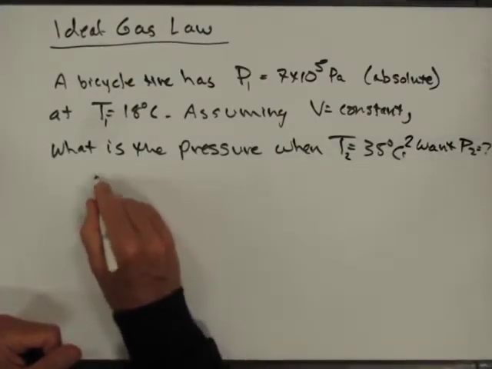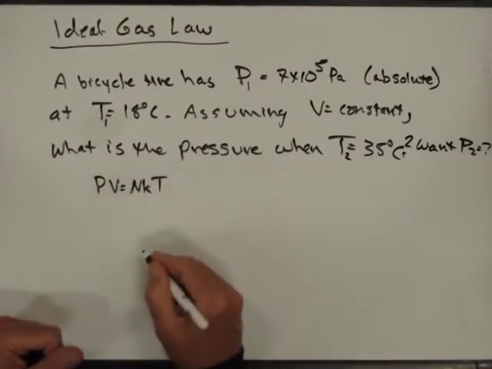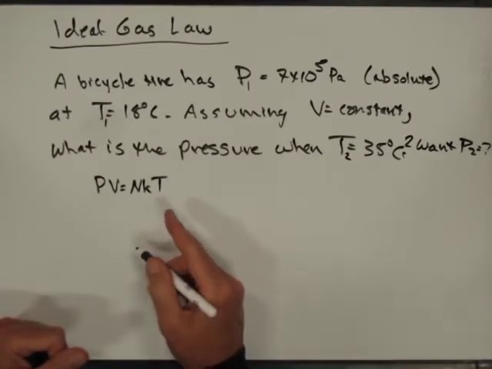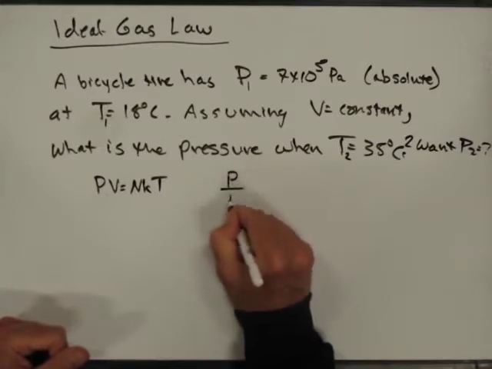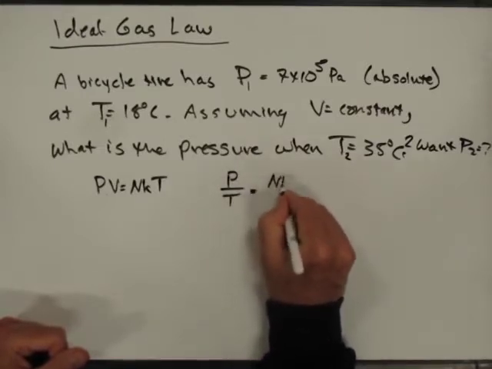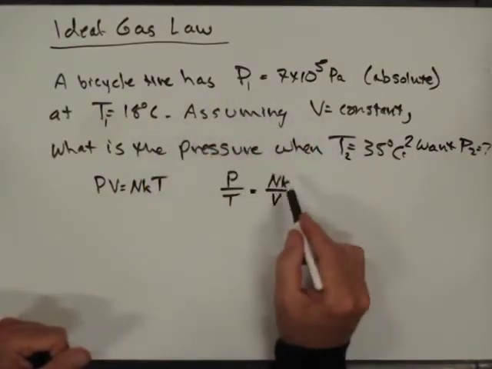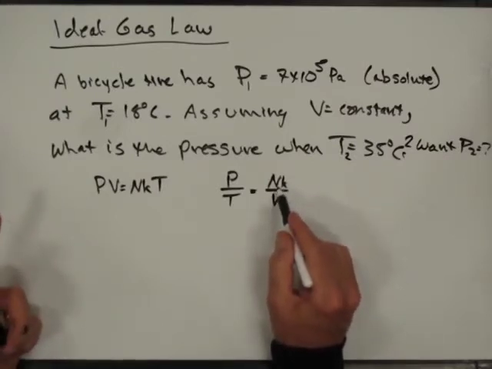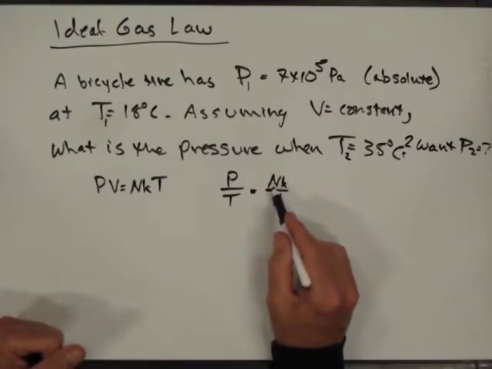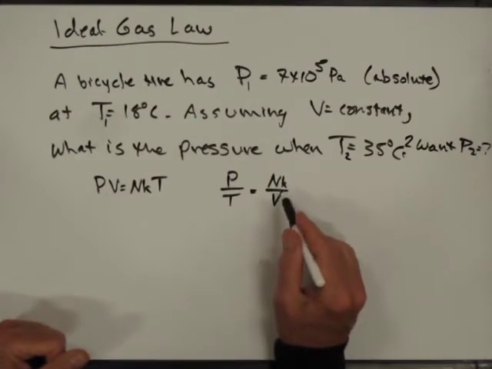So we have the ideal gas law: PV equals NkT. We could rewrite this as P over T equals Nk over V. In both the first case and the second case, the number of molecules and the volume are not changing. If I've got a tire that's sealed up, no more air molecules are getting in or out, and it's already said that even though the pressure changes slightly, the volume change is negligible.